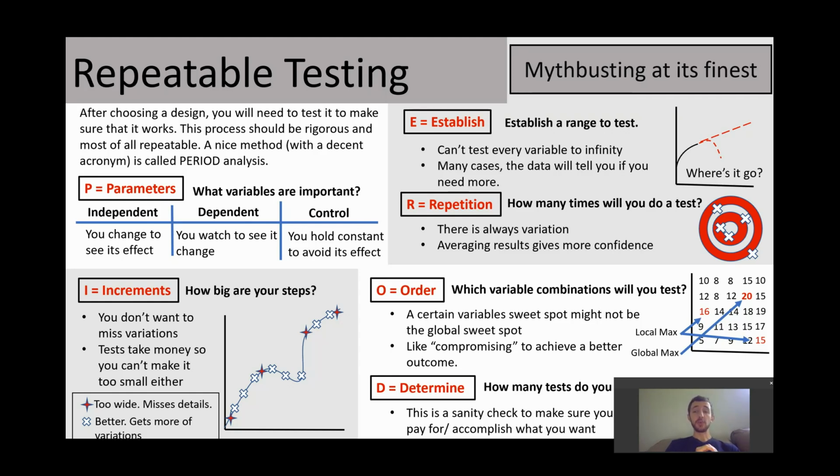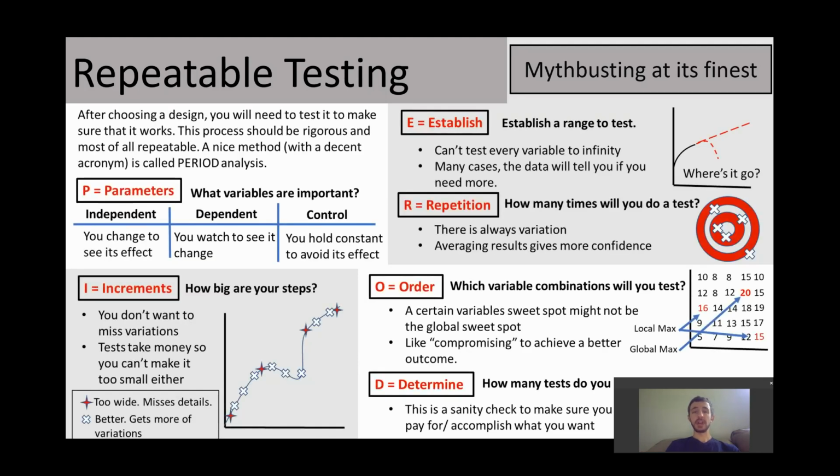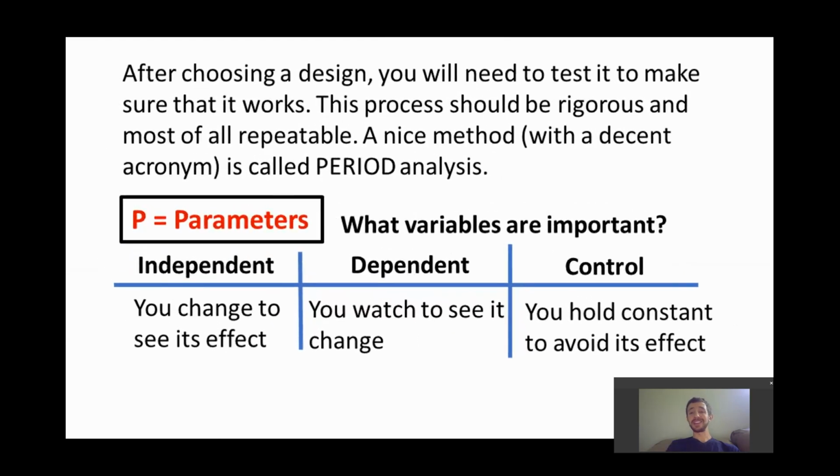Now, a good way to walk through this to make sure you do it in a repeatable manner is something called period analysis. It's got a nice acronym and it makes it pretty easy to walk through. So first off, P is for parameters. What variables are important? When it comes to variables, we have the independent, dependent, and control variables.